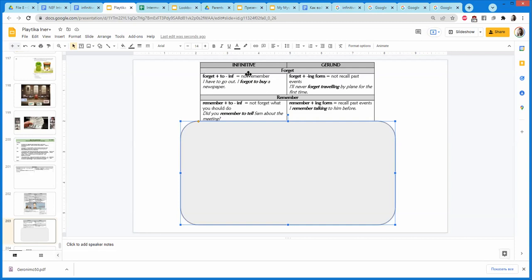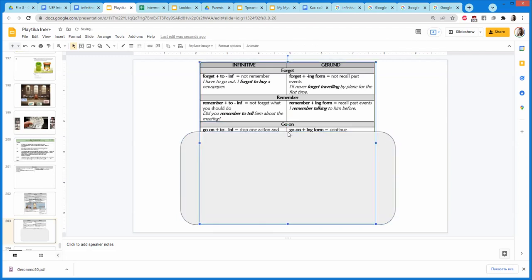See, forget to, not remember to do something. Like in this case, I have to remember to do my plans. If you forget doing something, I'll never forget traveling in Italy, right? I'll never forget something that happened before. Same as I remember traveling in Italy. I can't forget traveling in Italy. So just use forget and remember as two polar words. And with the particle not, you can give the same meaning. This word, to go on.